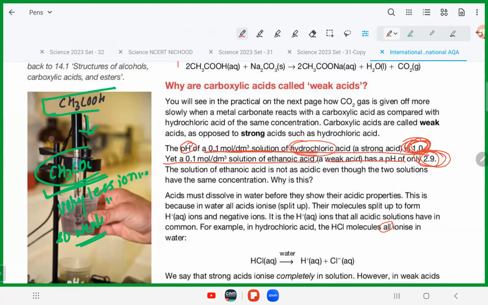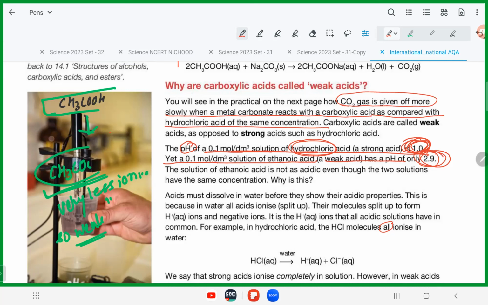Yes. Understood. Second, the first reason you see they are saying is that the CO2 is given off more slowly when a metal carbonate reacts with a carboxylic acid as compared to hydrochloric acid of the same concentration.